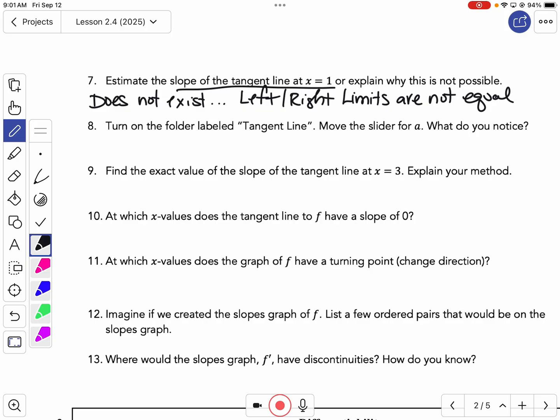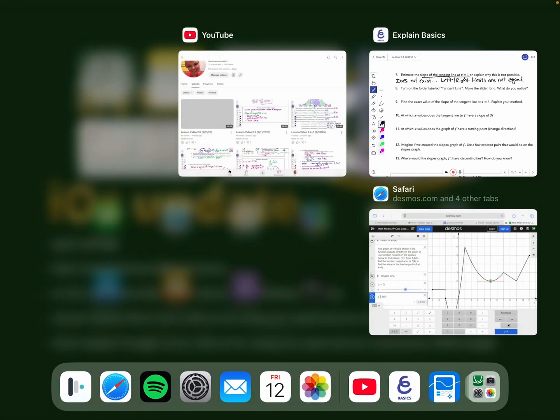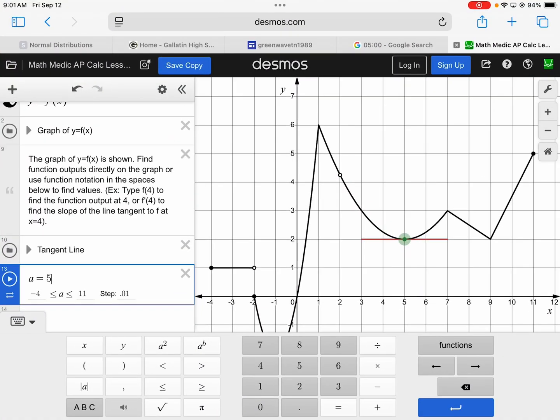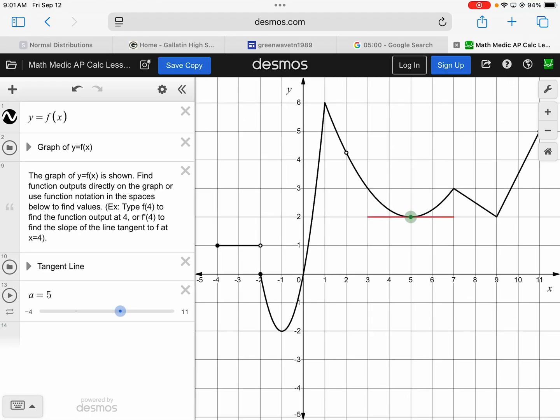All right, so then it tells me to go back and turn on the folder that's labeled tangent line, and move the slider for A. What do we notice as we do that? So if I go back over here and turn the folder on, I've got my slider and I can just move it.